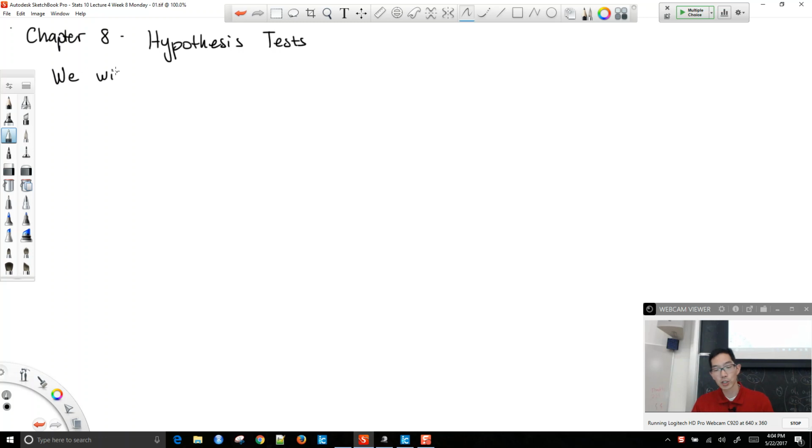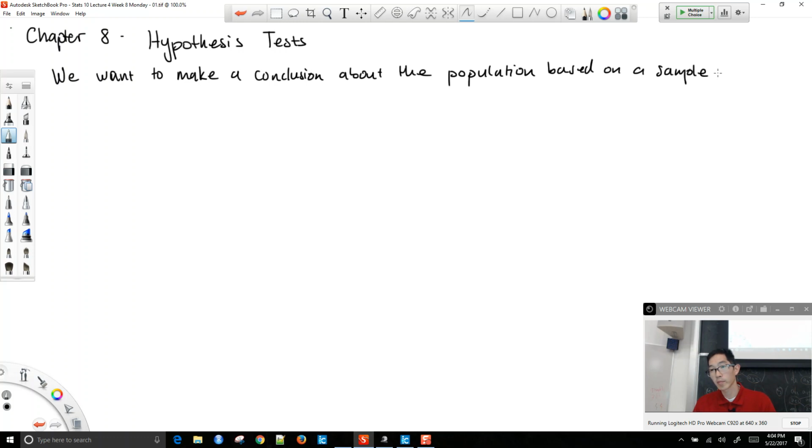In pretty much all of statistics, we want to make a conclusion about the population based on a sample of data. So without having to observe the entire population, can we make a conclusion? And what we do with a hypothesis test is we start off with a pair of hypotheses, okay? And this is why it's called hypothesis tests.